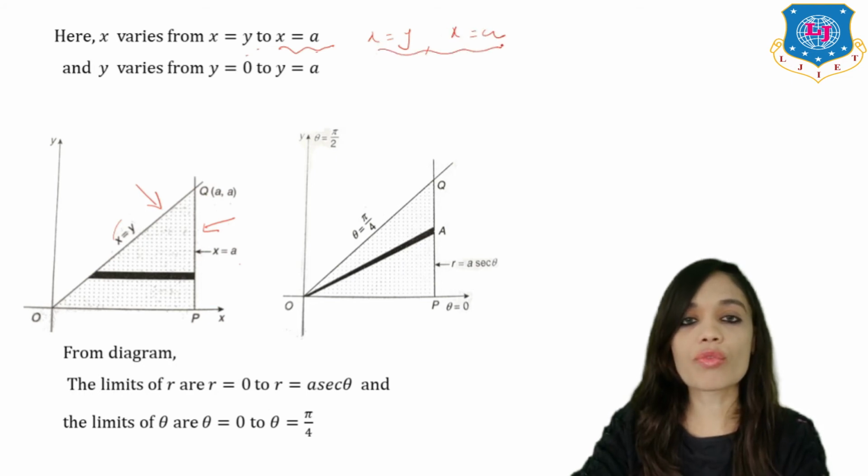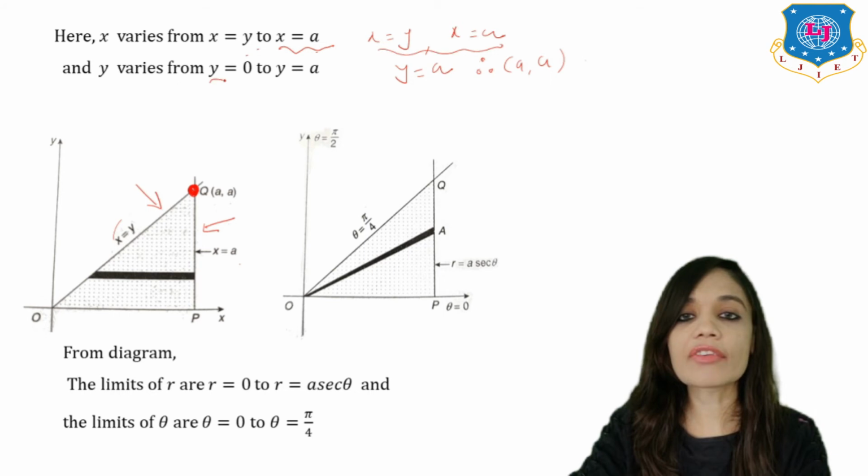So from these two, what can we say? y is equal to a also. Therefore, our point of intersection is (a, a). So this is our point of intersection, right? Now draw the line y equals 0, but this is our x-axis. Lastly, y equals a is considered in this point.